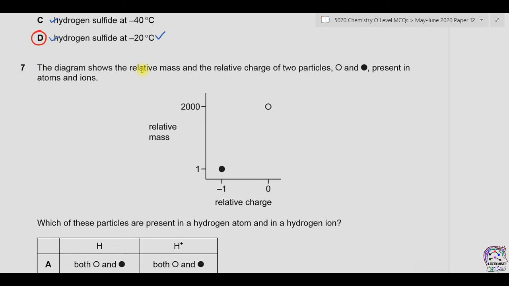Question 7. The diagram shows the relative mass and the relative charge of two particles present in atoms and ions. On the y-axis we have relative mass and on the x-axis we have relative charge. Which of these particles are present in a hydrogen atom and a hydrogen ion? In a hydrogen atom we have 1 proton and 1 electron, so therefore the charge is 0 while the mass is 1. In an H plus ion the number of protons is 1 while the number of electrons is 0, so therefore the charge on H plus is +1.